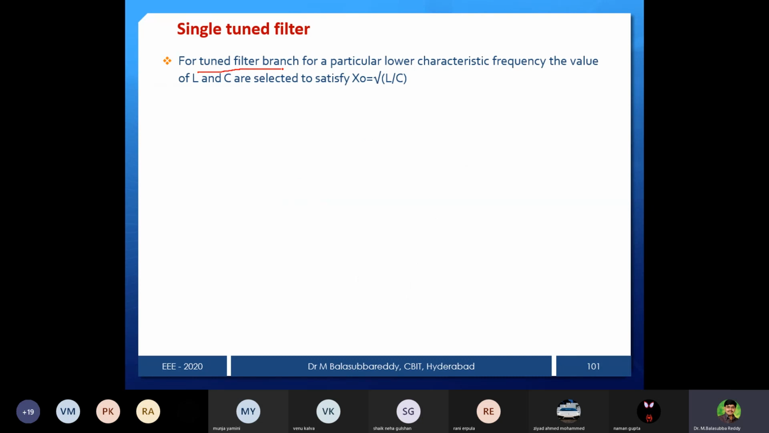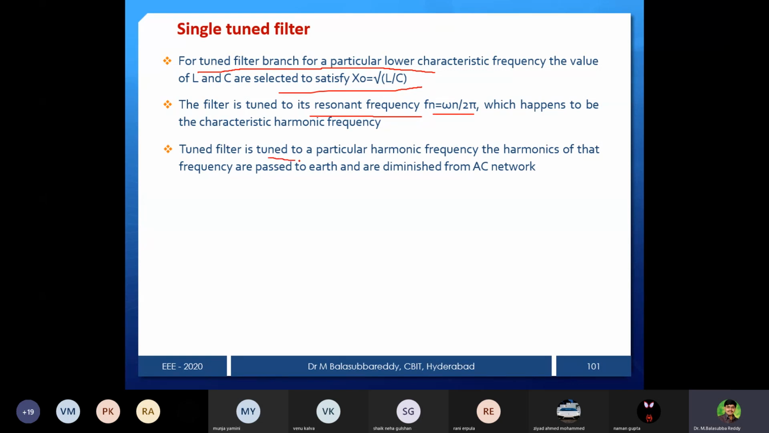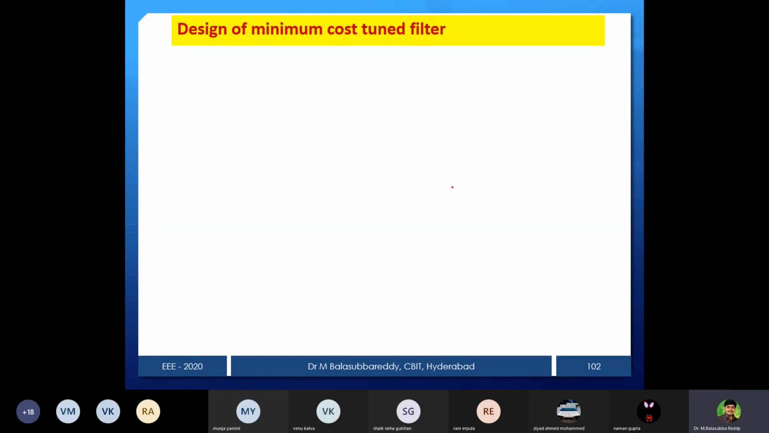We can see the tuned filter branch for a particular lower characteristic frequency, that you can say X naught is equal to root of L by C, and the filter is tuned to its resonant frequency. Fn is omega n by 2 pi, and the tuned filter is tuned to a particular harmonic frequency. Harmonics of that frequency are passed to the ground instead of the AC network. So that is all about the single tuned filter design part, and we will see in the next class the design of the minimum cost tuned filter, at what instant you can get the minimum cost and all these things.